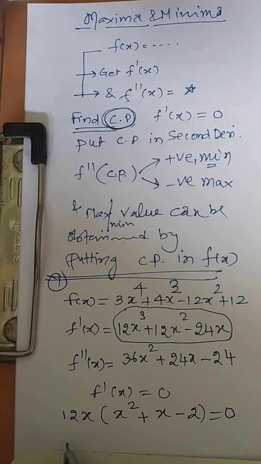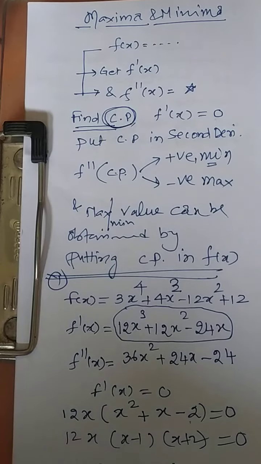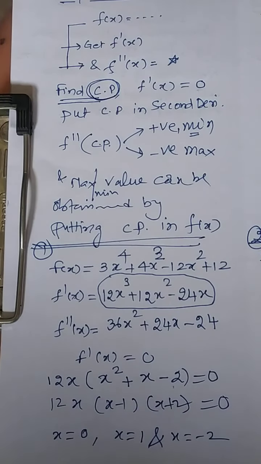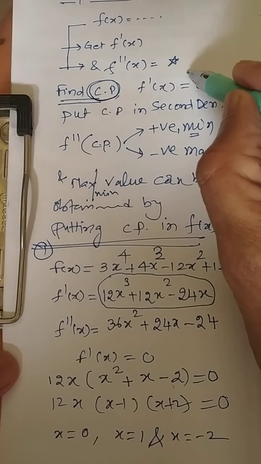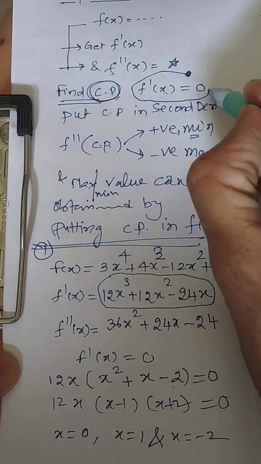Now I can factorize further. It will be 12x as it is. Here you can have 2 factors, and from that you can get the critical point. So product is minus 2 and sum is 1. So it is nothing but x minus 1 and x plus 2. After simplifying, you will be getting the critical points as 0, 1 and minus 2. Now at present, in the process, we are here. We have got the critical points by using this step.